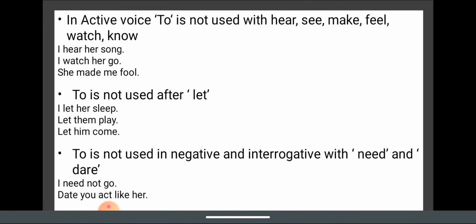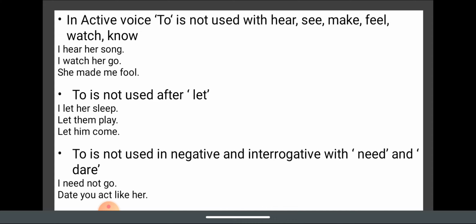In active voice, to is not used with hear, see, make, feel, watch, know. So there are some verbs where to is not used with them. Like I hear her sing, I watch her go, she made me fool.